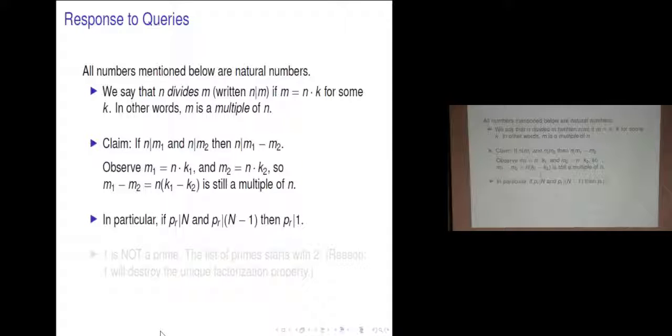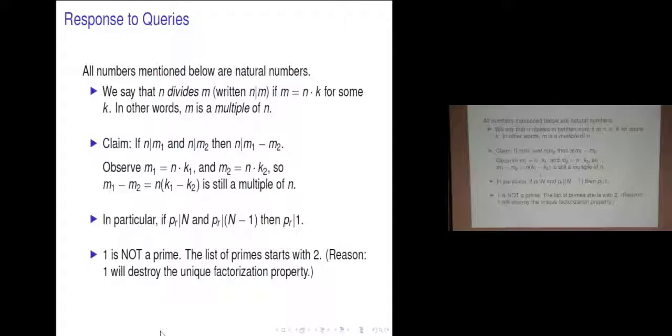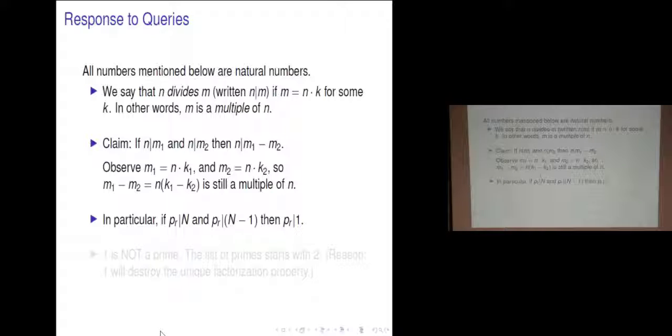Here is a property about divides. Suppose the natural number n divides m1, a natural number, and n also divides m2. The claim is that n will divide m1 minus m2, their difference. Actually, n divides their sum also. The reason, or the proof, is really simple.